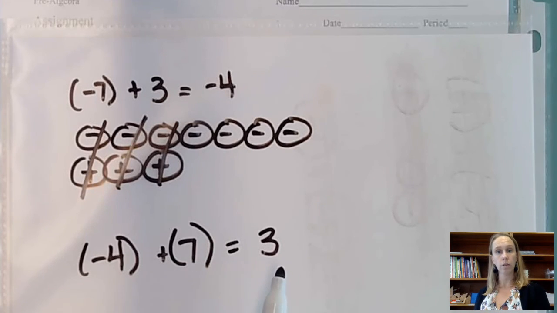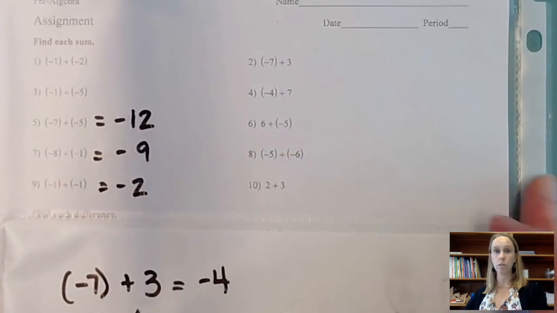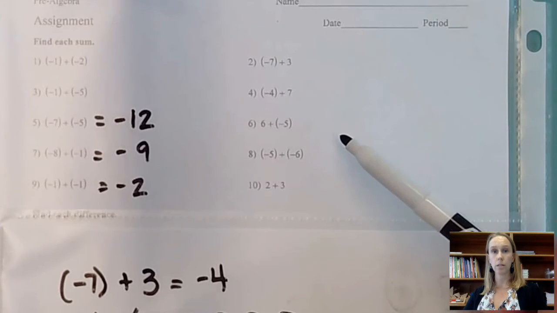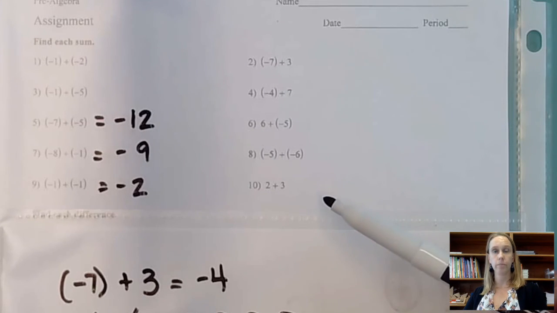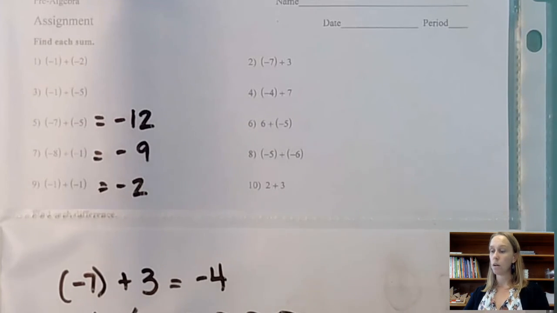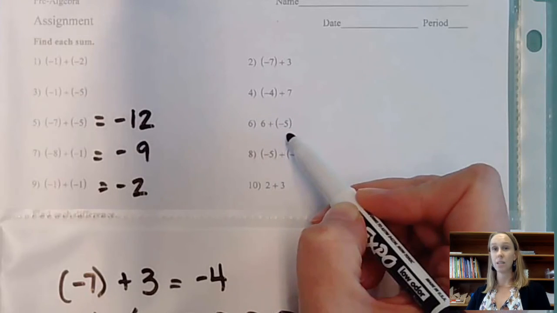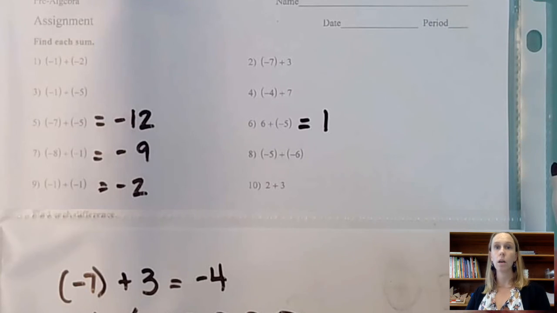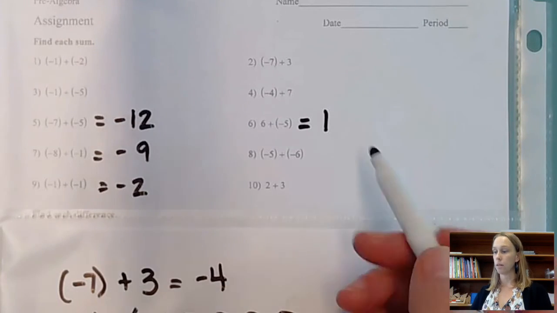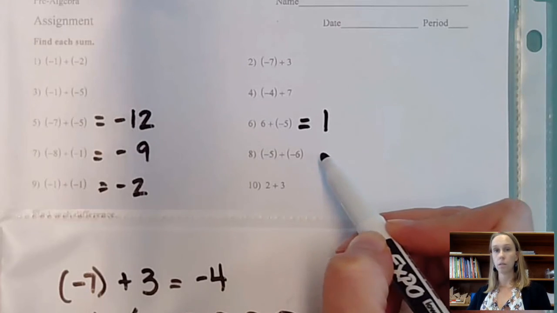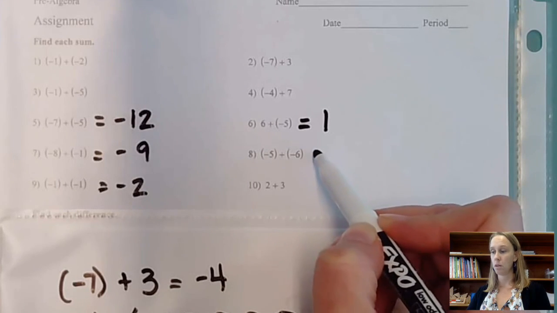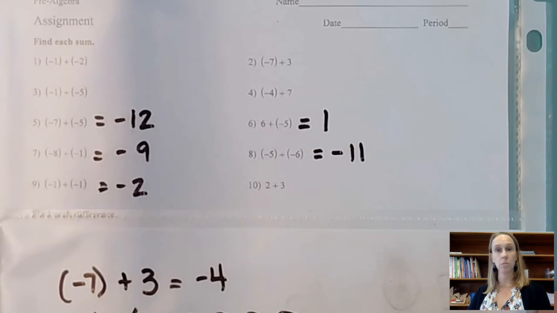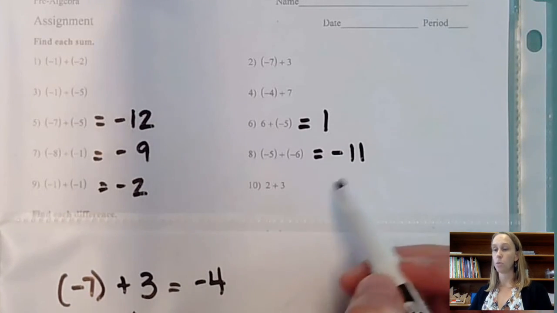So again, what I'd like for you to do is pause the video. Try to do number 6, number 8, and number 10 on your own. Now, if you pause the video and you tried them on your own, let's check your answers. For number 6, +6 plus -5 should give you +1, because 6 is positive and it's greater. Number 8, -5 plus -6, a tricky one because the signs are the same. So I just put them together, -11. And number 10, 2 plus 3, both positive, regular 2 plus 3 is 5.